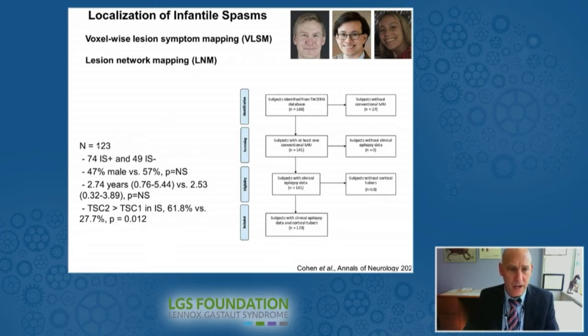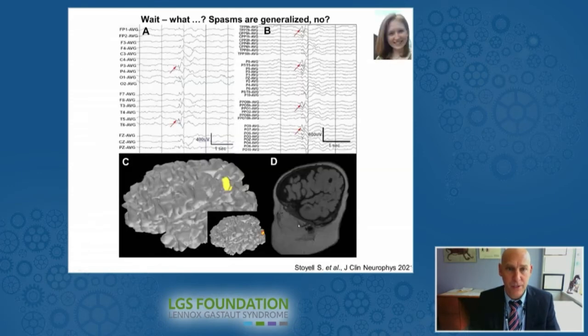So we did this on 123 patients with TSC, 74 of whom developed infantile spasms, and 49 who did not. We based this on nearly 170 patients that were enrolled in this study, and 123 of them had good quality imaging. So I thought I had just told you that spasms are generalized, so how can you even localize them?